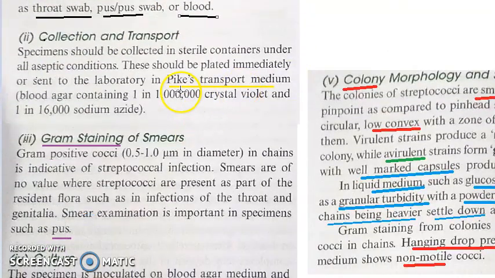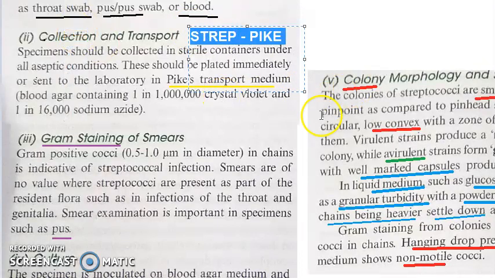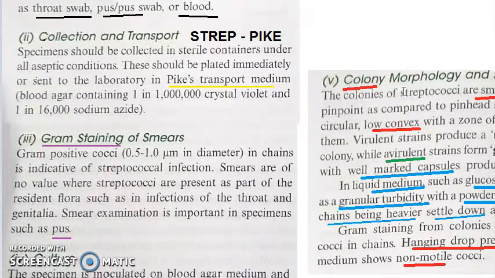Collection and transport, you will use Pike's transport media. Remember the Streptococcus transport media, it is Pike's transport media. One thing is, you will know everything, but you can't relate them to which bacteria. That's why it becomes very hard. Strep, Pike. Something you should connect and leave it there. Strep and Pike, okay? Strep Pike is the transport media for Streptococcus, okay?